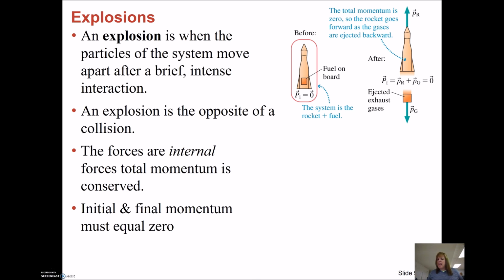Well, if the objects are moving, how does the final momentum equal zero? Remember, momentum's a vector. So if we take a look at our rocket example here, we have a rocket fuel system before, and say it's at rest on the ground, and it blasts off and the fuel shoots out. And so the rocket goes up and the fuel goes down. And remember, this would be a positive momentum and this would be a negative momentum. So they will add to zero. The initial momentum equals the final momentum in a collision.